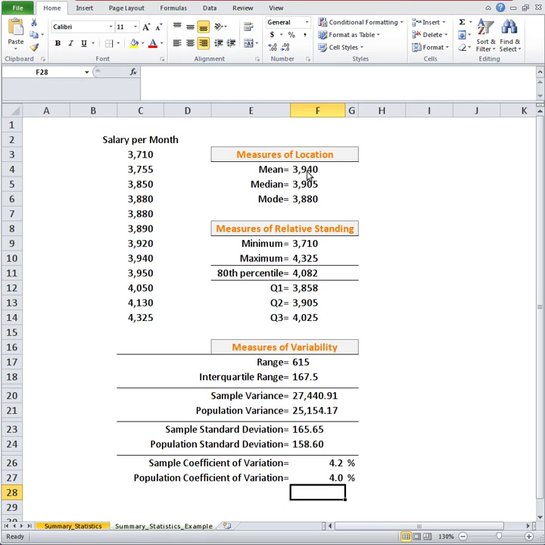So with that, we are able to compute all the summary statistics for this particular data set. And I hope this is useful for you.